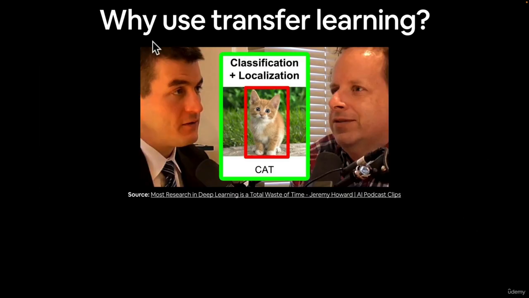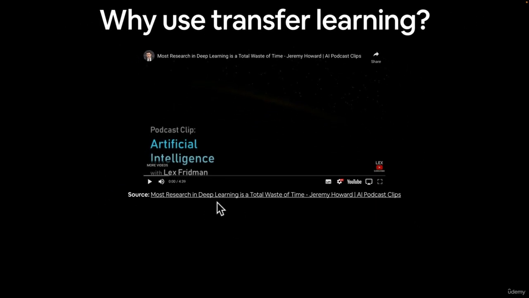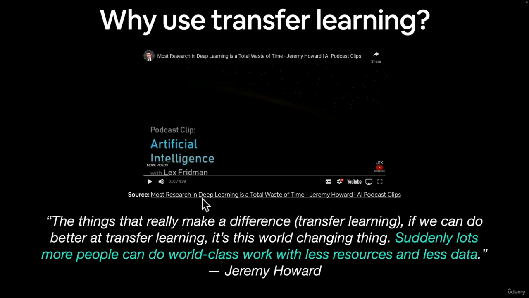And I'm going to finish here with one more quote of why to use transfer learning. I'd rather see this in action. And this is from the video, Most Research in Deep Learning is a Total Waste of Time, by Jeremy Howard from the AI Podcast with Lex Fridman. Now, watch the whole clip or the whole video to get this. This is a little bit out of context, but this is the quote I've ripped from this video. The things that really make a difference, transfer learning, if we can do better at transfer learning, it's this world-changing thing. Suddenly, lots more people like us can do world-class work with less resources and less data. Now, that is from Jeremy Howard, the founder of Fast.ai, one of the best places to learn AI on the internet. So that's enough of why use transfer learning.